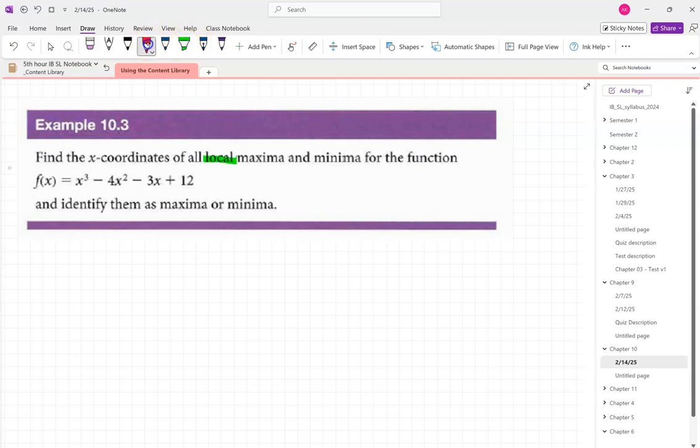Because again, it's asking for local. I can do this as a first derivative test or second derivative test. We'll do it both ways, just so you guys get a feel for how both of them work, and then you are free to pick and choose which one you'd want to do. Again, for the stuff you're going to see, I don't think one will be any easier than the other, but you're free to choose.